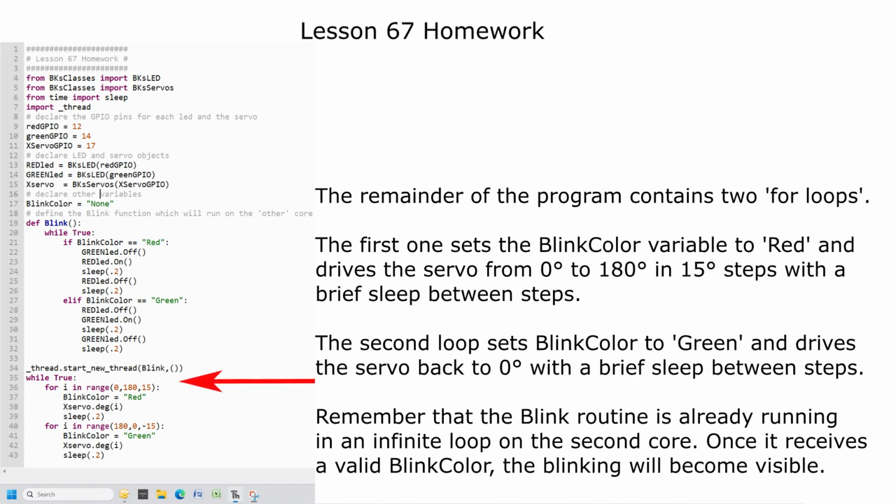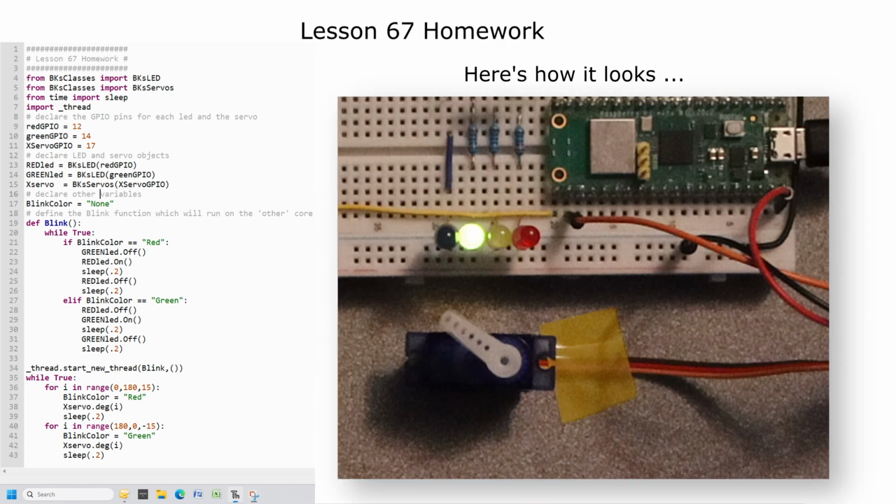The remainder of the program contains two for loops. The first one sets the blink color variable to red and drives the servo from 0 degrees to 180 degrees in 15-degree steps, with a brief sleep between steps. The second loop sets blink color to green and drives the servo back to 0 degrees, again with a brief sleep between steps. Remember that the blink routine is already running in an infinite loop on the second core. Once it receives a valid blink color, the blinking will become visible. And here's how it looks.